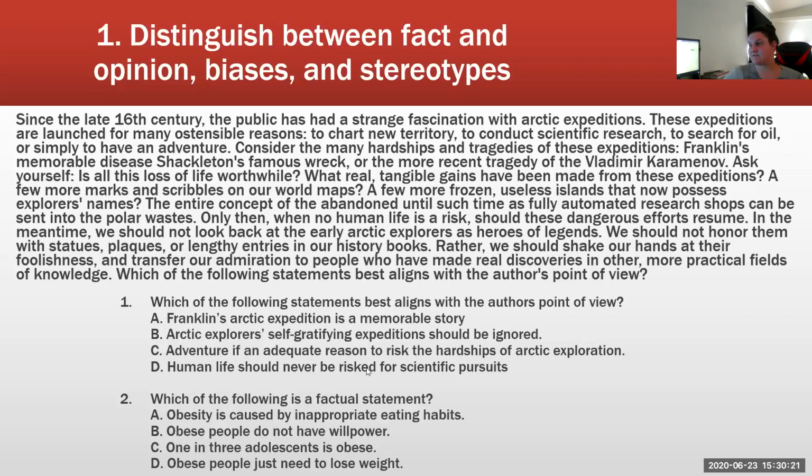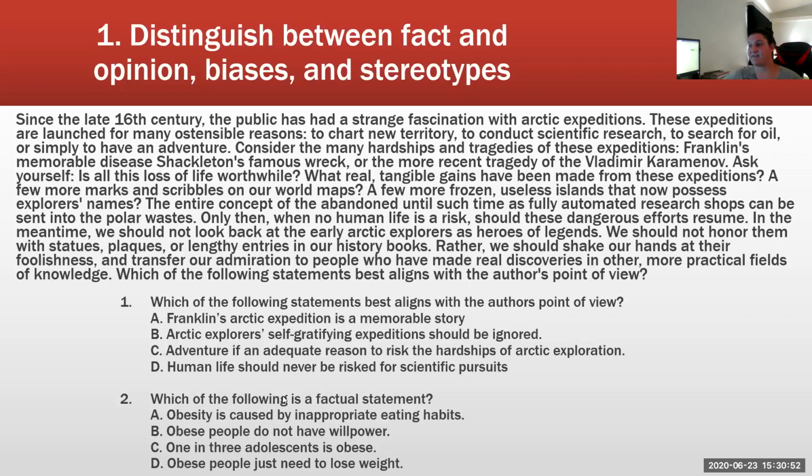Human life should never be risked for scientific pursuits. That's the incorrect answer. That's not right. B is the correct answer. Arctic explorers' self-gratifying expedition should be ignored. So he's saying that people that want to go explore the Arctic, he feels that their expeditions are self-gratifying and they shouldn't be acknowledged. They should just be, again, ignored. But he doesn't say that human life should never be risked for scientific pursuits. And this question has nothing to do with the reading above.